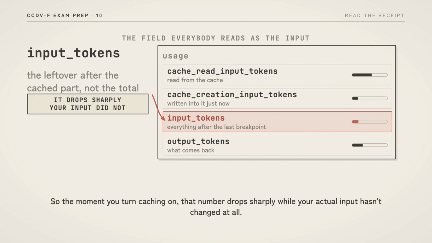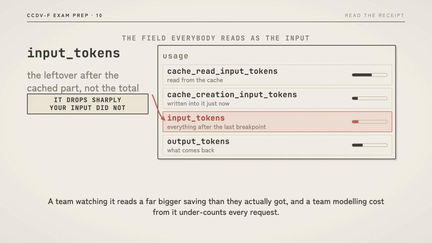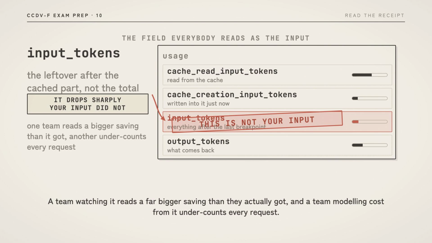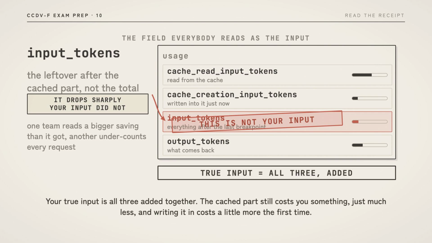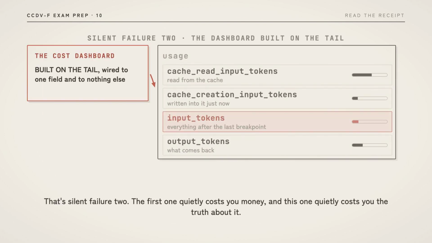So the moment you turn caching on, that number drops sharply, while your actual input hasn't changed at all. A team watching it reads a far bigger saving than they actually got, and a team modeling cost from it undercounts every request. Your true input is all three added together. The cached part still costs you something, just much less, and writing it in costs a little more the first time. That's silent failure too. The first one quietly costs you money, and this one quietly costs you the truth about it.